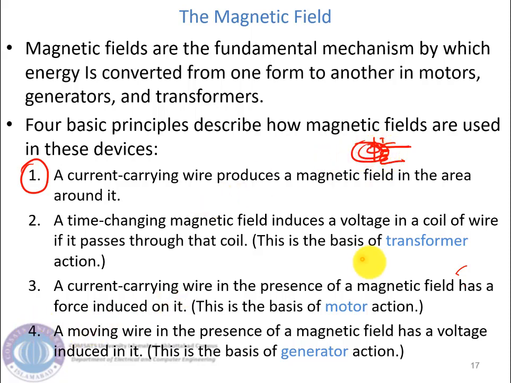But in the last one, which is the generator action, we rotate one portion, the rotor of the generator, in the presence of the magnetic field by some means, which we call the prime mover. Here we have the same concept. If we move this other wire, we are cutting these magnetic lines. When we cut these magnetic lines, a voltage will be induced in this second wire.